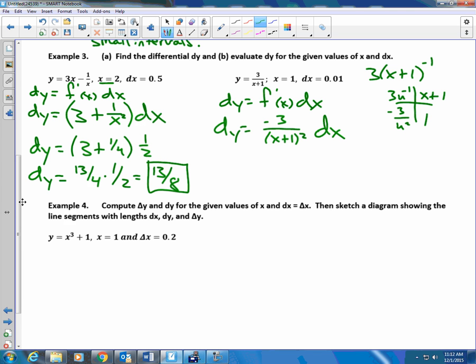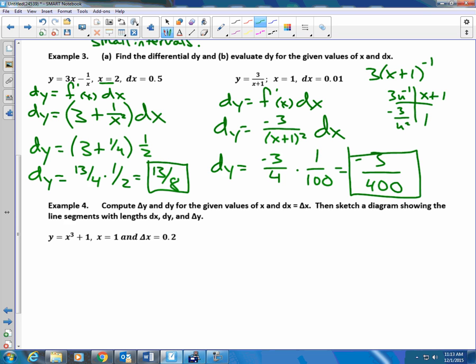We're going to use the differential to approximate, or to calculate dy, which approximates delta y. So what do I plug in for x? 1. 1 plus 1 is squared. So negative 3 over 4 times, what's dx? 1 over 100. So we get negative 3 over 400. So again, our goal is to come up with a differential as well as evaluate dy. Got it? Not too bad, huh?